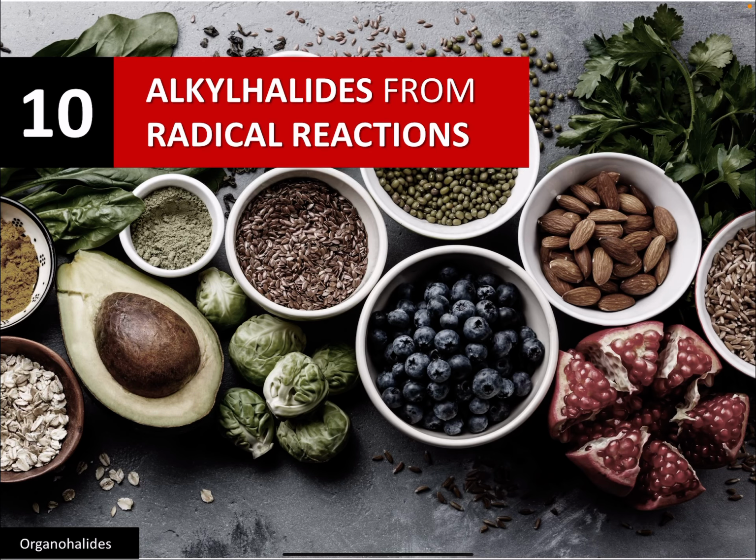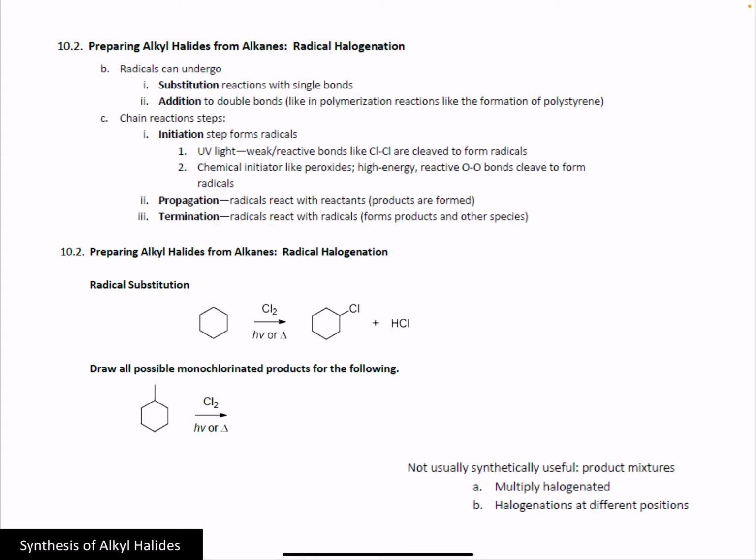All right, we can make alkyl halides from radical reactions in addition. So remember, we've talked about this before. Radicals can do substitution and addition. We'll talk about those in a second. And the chain reactions, right? 3 steps. So if we're drawing a mechanism for radical substitution or radical addition, you want to show initiation, propagation, termination. Remember, in initiation, you make radicals. In propagation, you react and you use radicals and you make radicals. And then finally, in termination, you use up radicals. They react to go away.